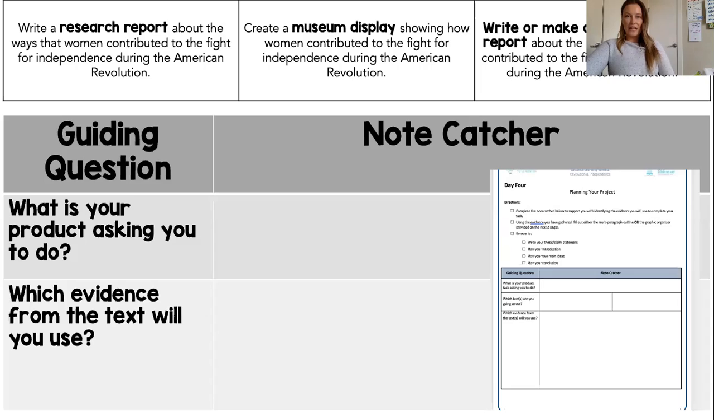The next option is creating a museum display showing how women contributed to the fight for independence during the American Revolution. So thinking, what does a museum look like? You're creating that on a piece of paper. And the third is write or make a video of a news report about the different ways women contributed to the fight for independence during the American Revolution. So that's the third choice, okay?